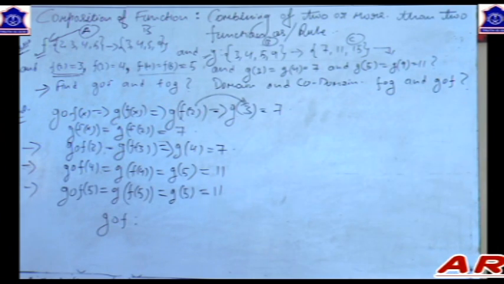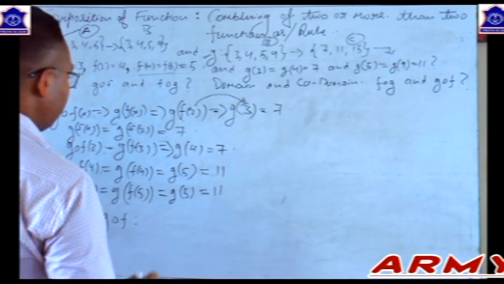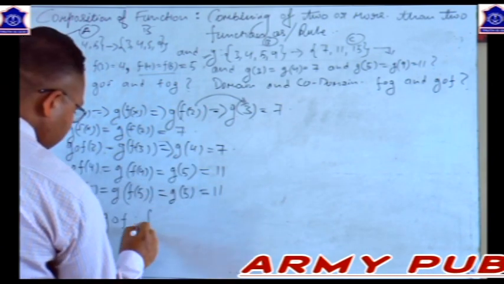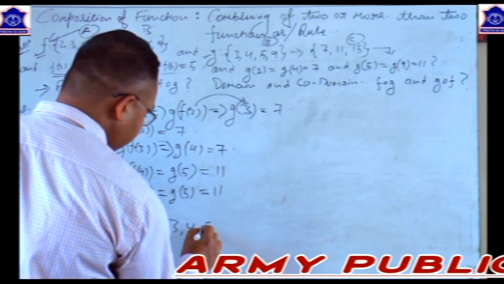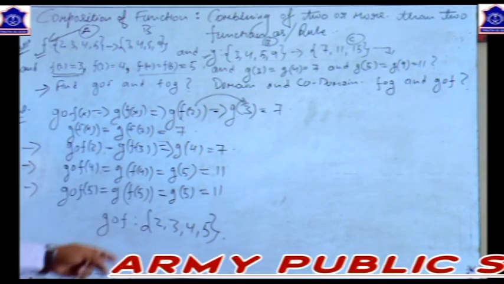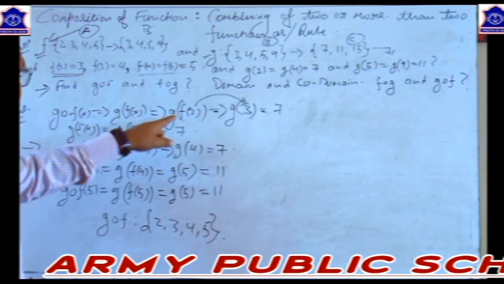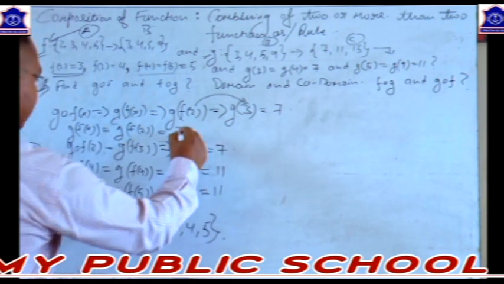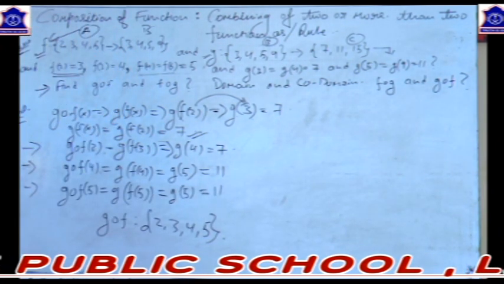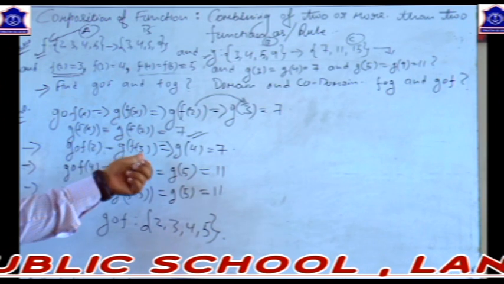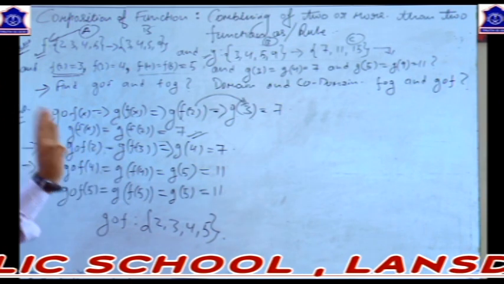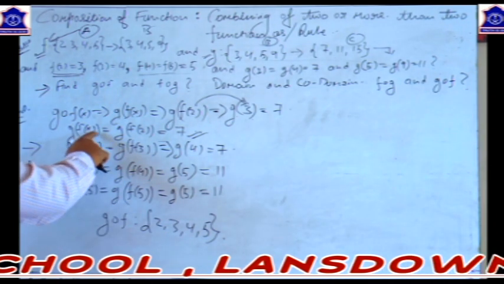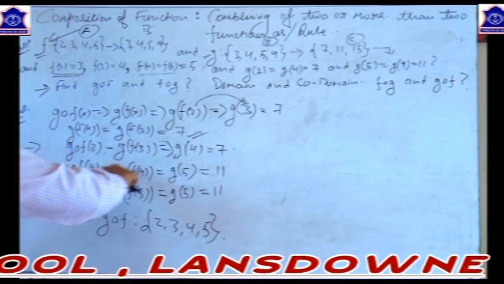its domain will be 2, 3, 4, 5, because we have checked for 2, then for 3, for 4 and for 5. Okay, then giving the value 2 to this function, we obtain 7. This is the value we have obtained here. When giving the value 3 to f(x) and operating with g, we get 7.